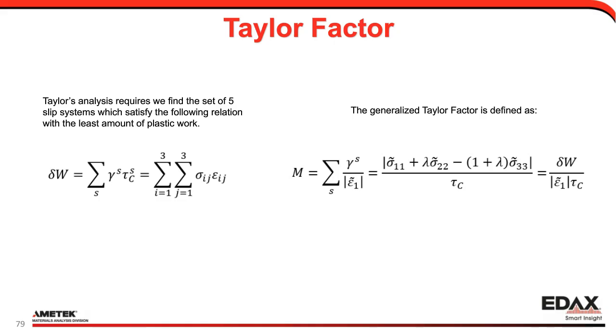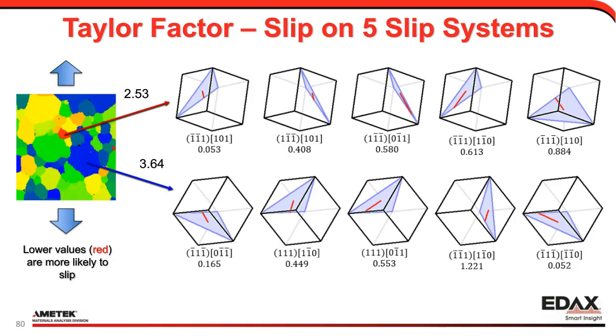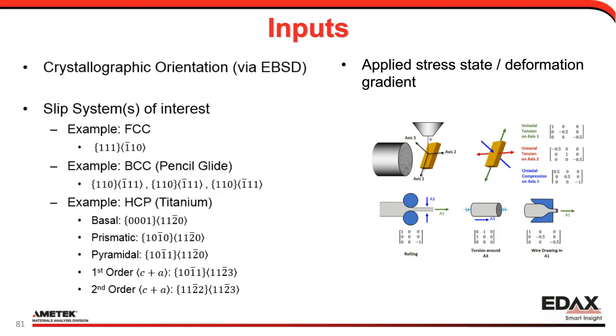So here's slip on 5 slip systems, once again, for 2 different grains. And in this case, all 5 slip systems will be active. They have different amounts of slip on each slip system. Just so you know, in this case, it's the opposite direction. The lower values are more likely to slip. So I've had to change the color gradient. The inputs are the crystallographic orientation, which we obtain through EBSD measurements. We also have to input the slip systems of interest, just some examples there, and the applied stress state.